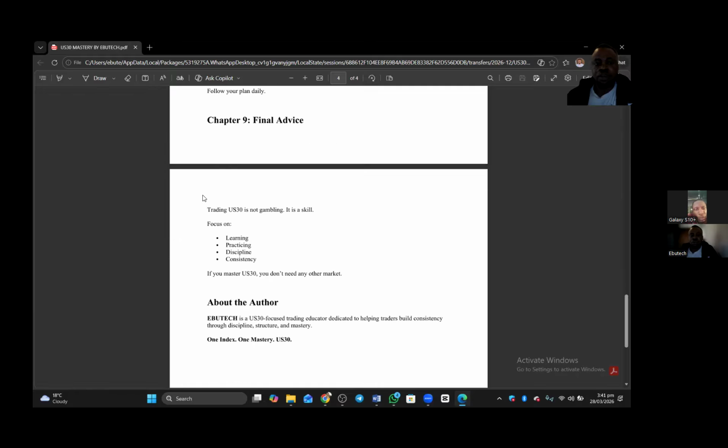Chapter 9, final advice. Trading US30 is not gambling. We are not gambling. Have that at the back of your mind. It's a skill that you need to learn, just like a doctor who went to school, went to university, to learn how to do surgery and how to treat people. It is not gambling. We don't gamble. We learn and master a skill.